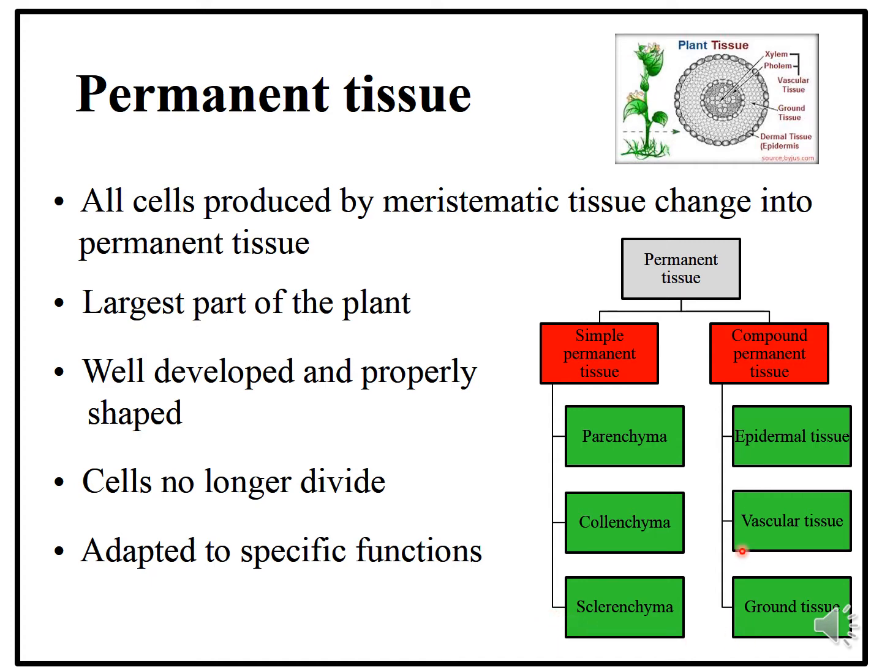Today we will be looking at compound permanent tissue, which is just a combination of these three types of simple permanent tissue to provide tissue that performs a specific function. We will be looking at epidermal tissue, vascular tissue, and ground tissue.